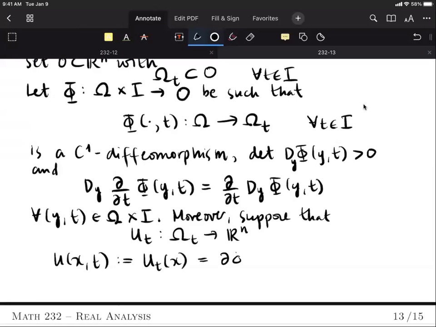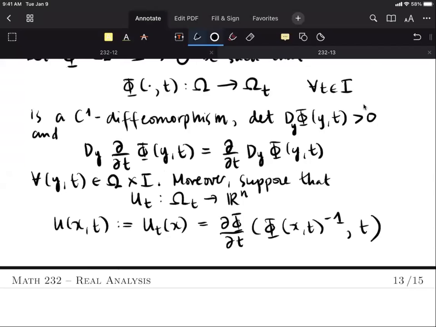So u_t of x, and sometimes we will denote this also as u(x, t), is defined as follows: d phi dt of phi inverse of (x, t), okay, and this makes sense because this phi is a C^1 diffeomorphism. And this one is continuously differentiable for all t in I.